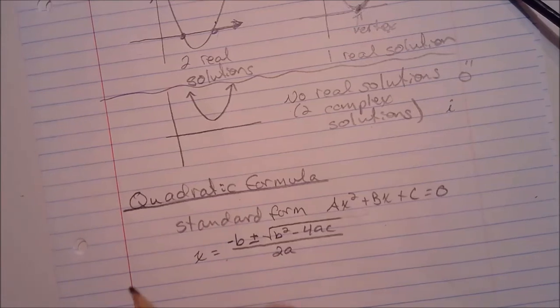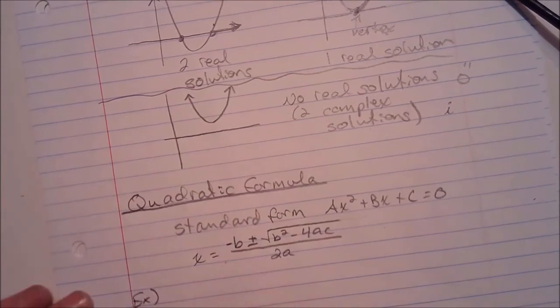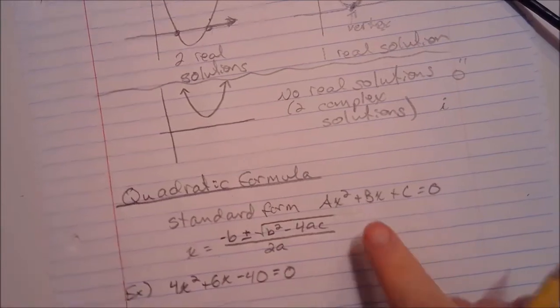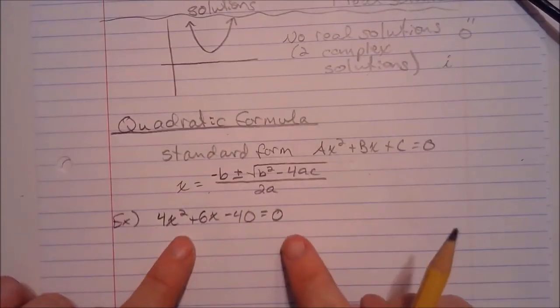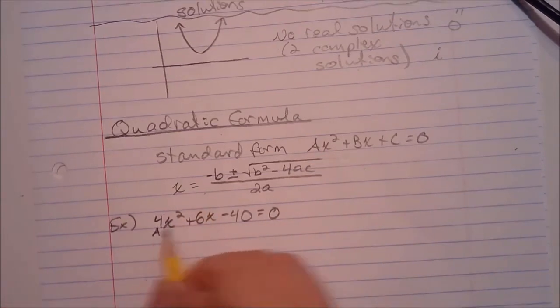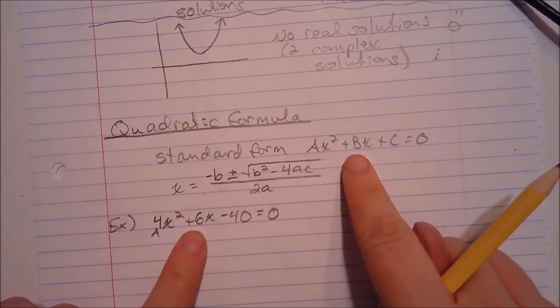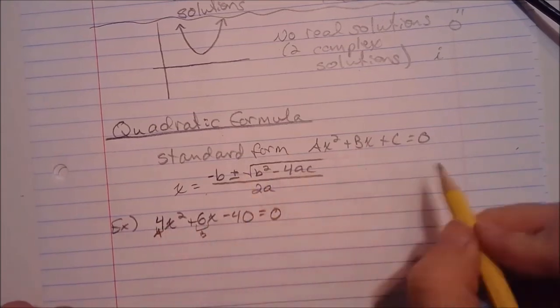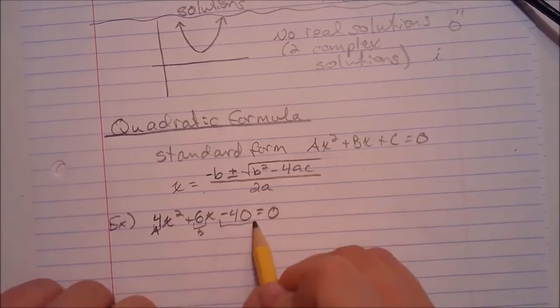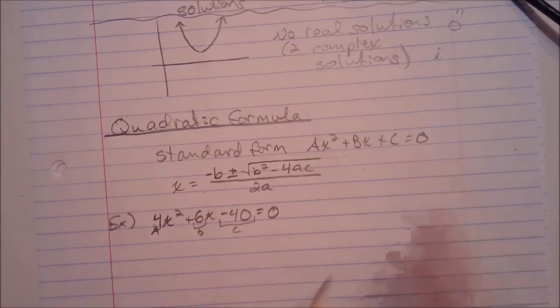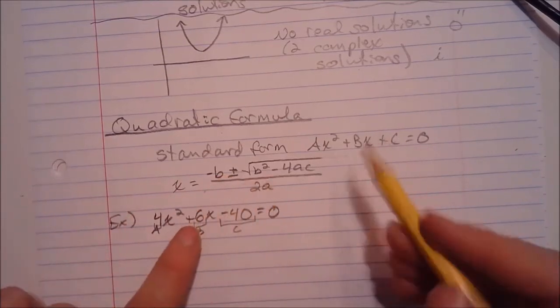So let's try one. We're going to start with one that is already in the correct form. So I will kind of show you what is what here. So here's our equation. Go ahead and take a second to write that down. I have my ax squared, and in this case, a is 4, plus bx, and in this case, b is 6, and plus c. C is negative 40 in this example, and it equals 0, which is what we want. So I'm going to plug in each of these.